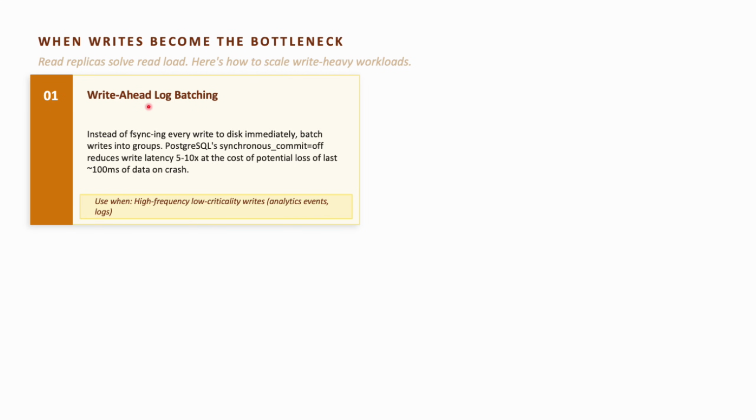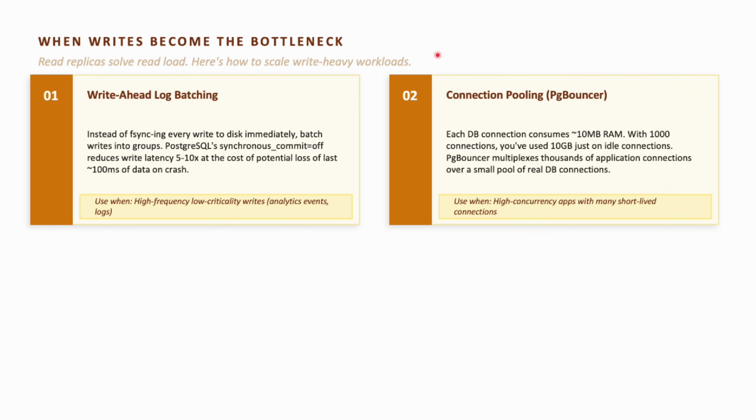And for analytics events or non-financial data, this is often acceptable. And the second strategy that we have is connection pooling, right? And this one surprises a lot of engineers.